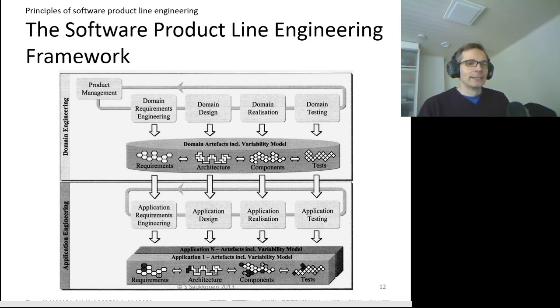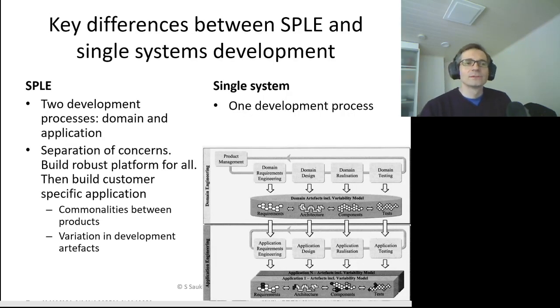What is different to the single systems approach is that here it is done twice. So it is done on the domain level and also on the application level. And there are important differences on what requirements engineering, design, realization, that is programming, and testing mean in these different levels. So in a single systems approach, you would only have one development process. But here we have two development processes. We have domain and application. And this means we have separation of concerns.